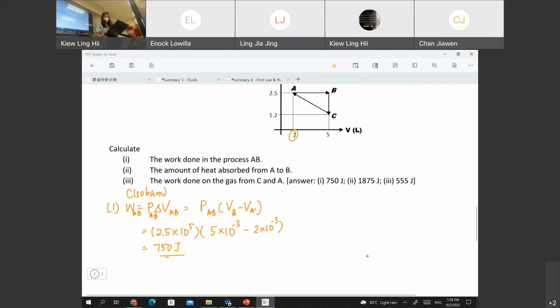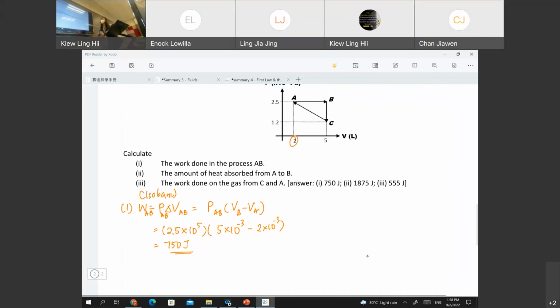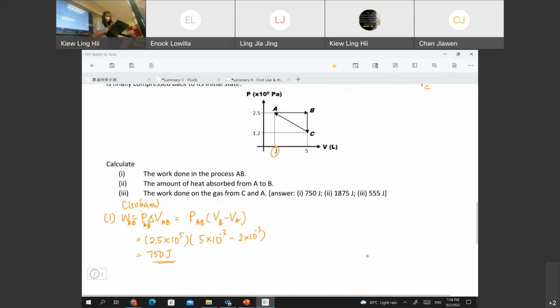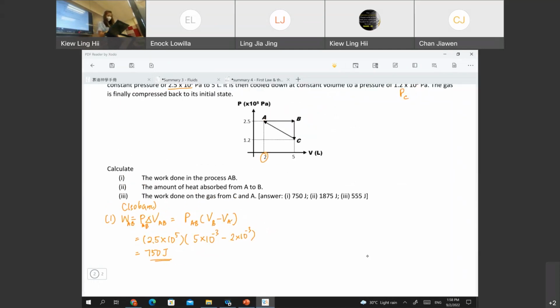So this is by using the formula. And remember, I said it can also be equivalent to the area under the graph. So let's try to see whether or not the area under the graph is applicable here. The work done by process AB is the area covered by line AB, which is a rectangle.